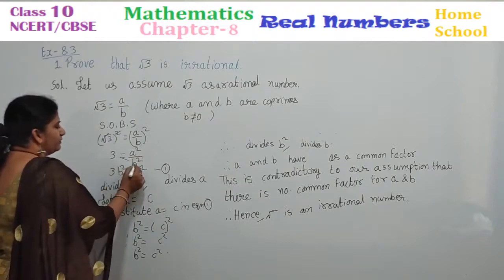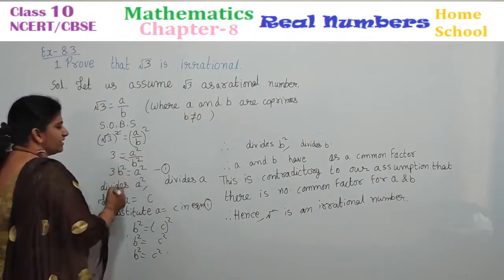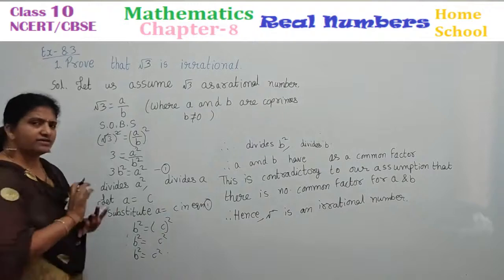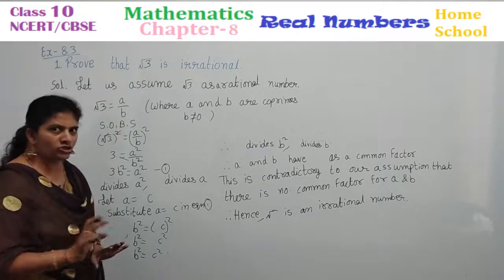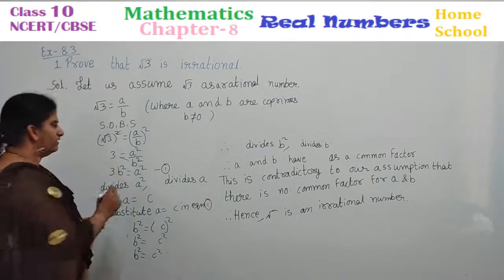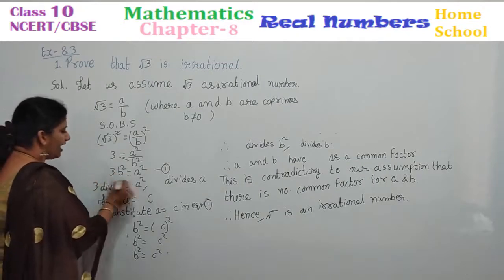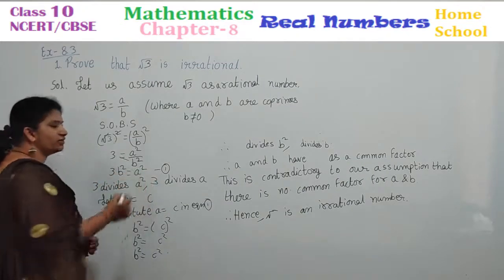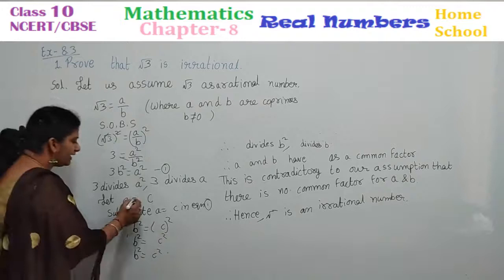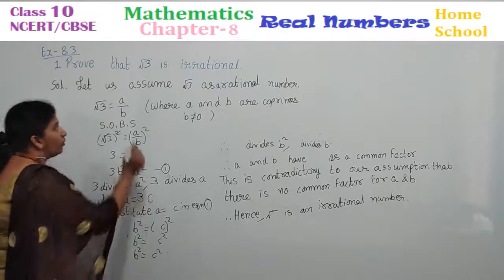Send this b square this side. 3b square is equal to a square. Same steps, children, there is no change. Next line, what I can say, 3 divides a square. Therefore, 3 divides a.